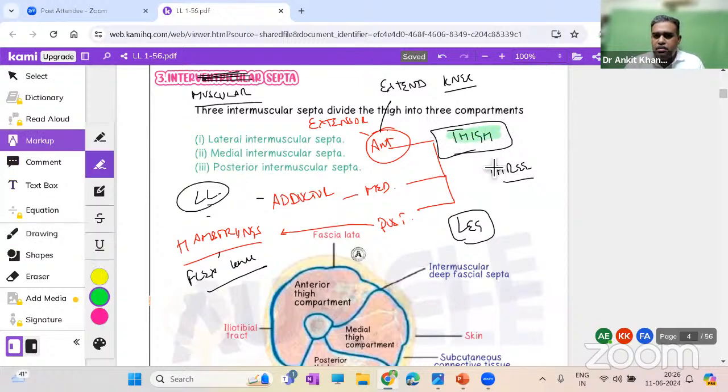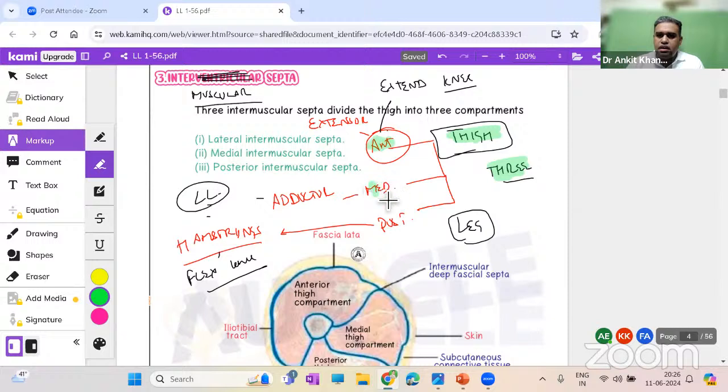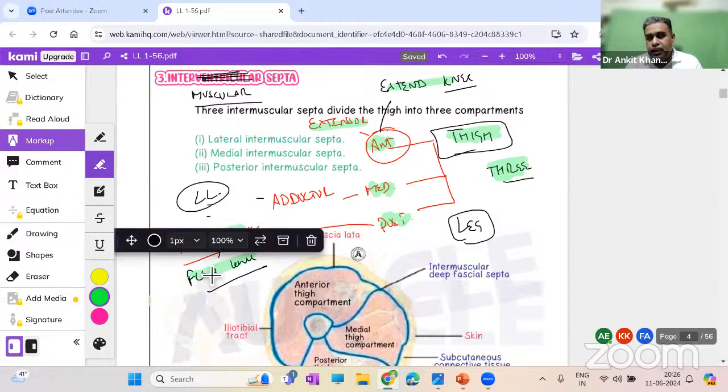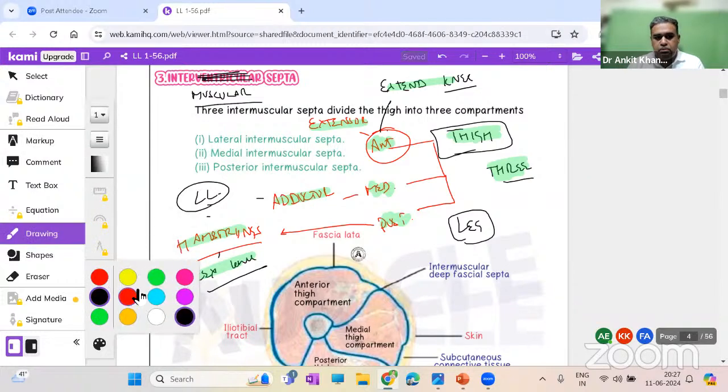Repeat. In the thigh, we have three compartments, same as in the leg, but the names of the compartments are a bit different in the leg. In the thigh, we have an anterior, medial, and a posterior compartment. Anterior is in front, the quadriceps femoris. It is also known as the extensor because it extends the knee joint. Posterior is the flexor compartment or the hamstring. It flexes the knee. And then we have a medial or the adductor compartment that will adduct the whole lower limb.